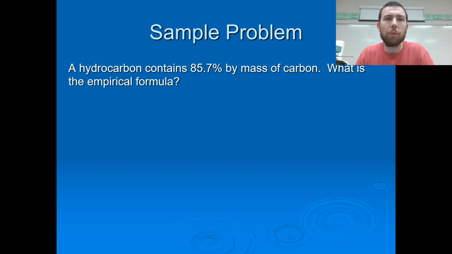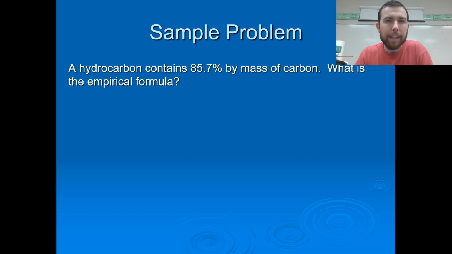So let's say that you're told that you have a hydrocarbon that contains 85.7% by mass of carbon. What is the empirical formula for this hydrocarbon? Now, you might be wondering, well, Mr. Kenton, it told me it's 85.7% mass by carbon, but it didn't give me the rest. Well, that's why understanding what a hydrocarbon is matters. Remember, hydrocarbons are compounds that contain carbon and hydrogen. So the remaining percentage by mass is probably hydrogen.